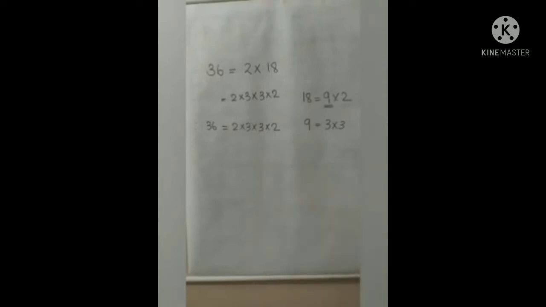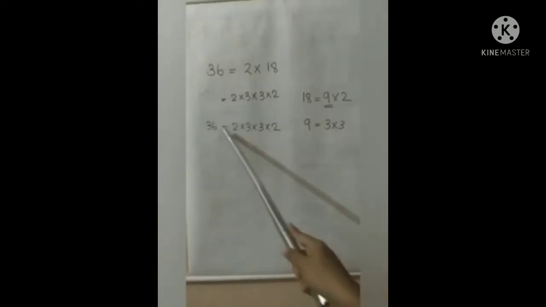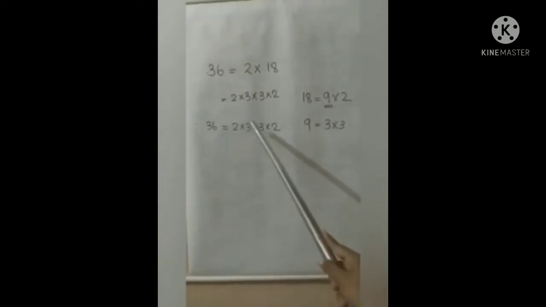Now check whether the prime factorization is correct. What is 2 into 3? 6. 6 into 3? 18. 18 into 2? 36. So can you find any composite number in this factorization? No, 2 and 3 are prime. That means we converted 36 into a product of prime numbers only. This is known as prime factorization.